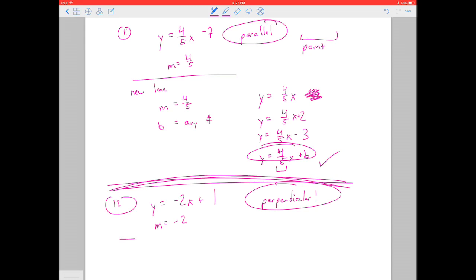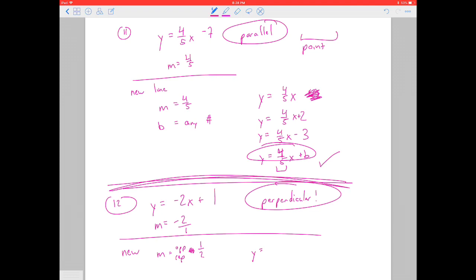The slope was negative 2, so for our new line, our slope should be the opposite reciprocal, which means we flip the fraction. Negative 2 isn't a fraction, someone might say. Let's make it a fraction by dividing it by 1, so we flip it. So we get 1/2. The original slope was negative, so our new slope should be positive. But we don't need the plus sign, because any number that doesn't have a negative sign is still positive. So we know our slope is positive 1/2.